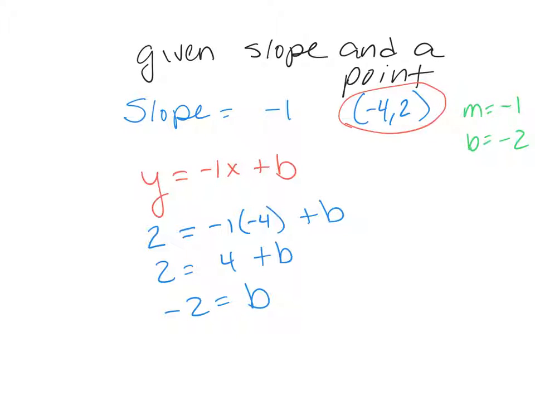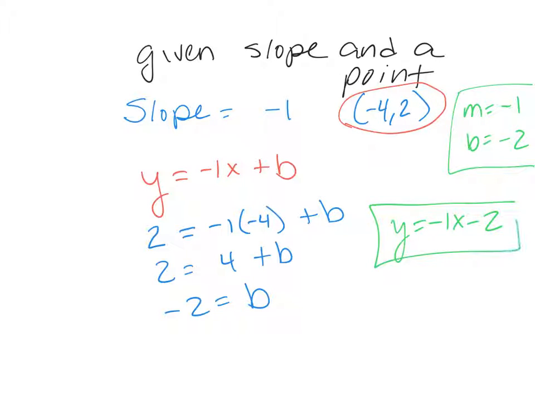Are we ready to write the equation? We got our box filled, right? So it's going to be y equals negative 1x minus 2. Now let's check that to make sure it works. First of all, is the slope of that equation negative 1? Yes, it is, because it's the number next to the x, right, when the y is alone.